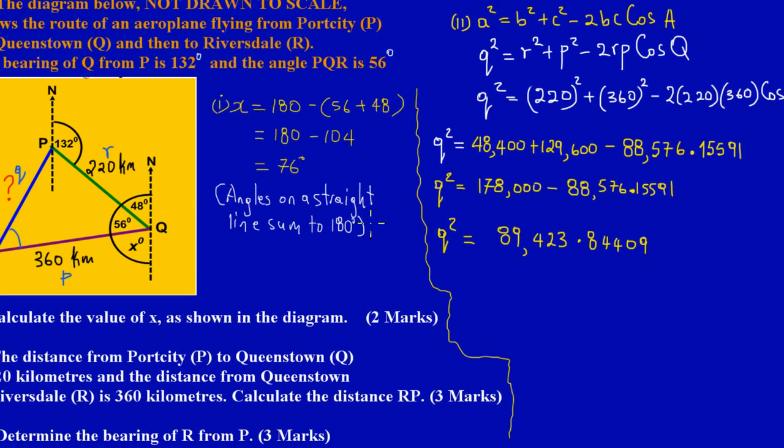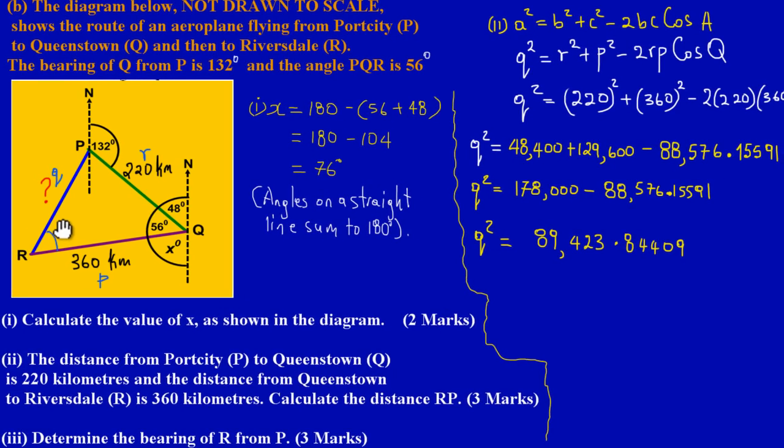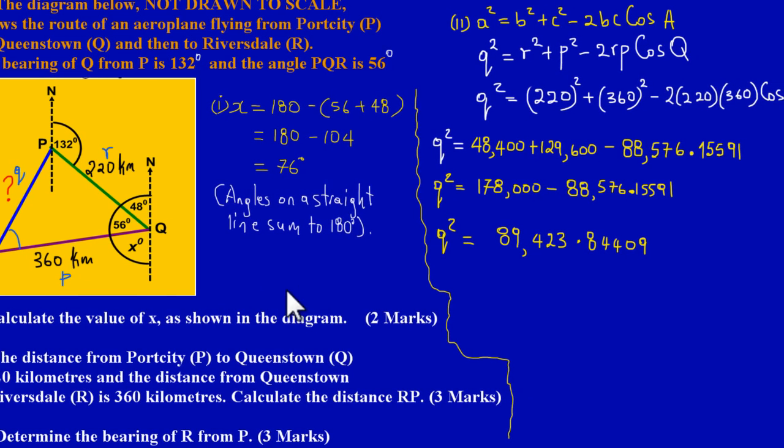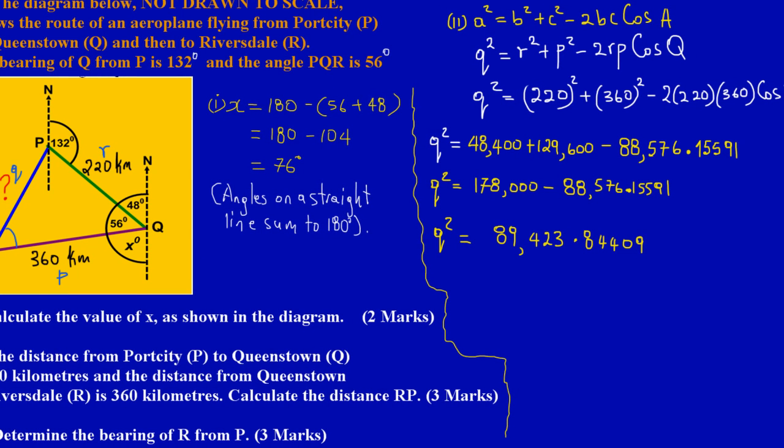89,423.84409. Now if you remember carefully, what we're really trying to solve for, my friends, is RP, which is the same as Q. So we don't really want Q square. We need to find what is Q. So we need to look at what is happening to Q square. It is being squared, so we must do the opposite of a square, which is to take the square root of both sides. So now I'm going to take the square root of both sides. Therefore Q must be equal to the square root of this value.